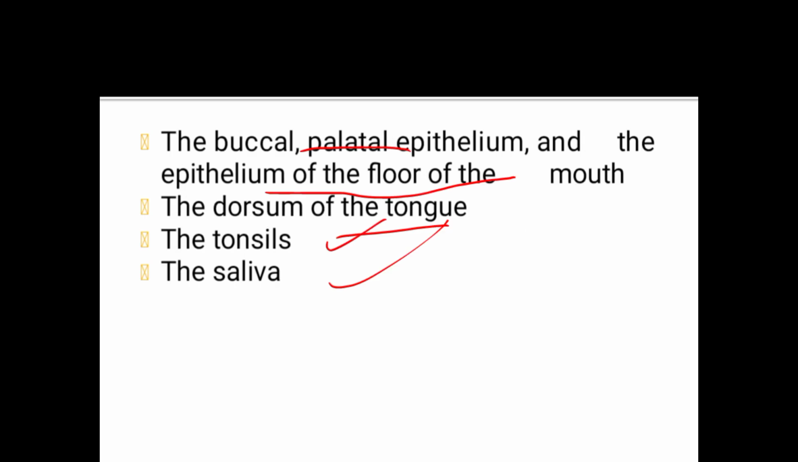Supragingival, subgingival. Then we have discussed buccal, palatal area, floor of the mouth. Okay. Then dorsum of tongue, tonsils and saliva. These are six niches that should be remembered.